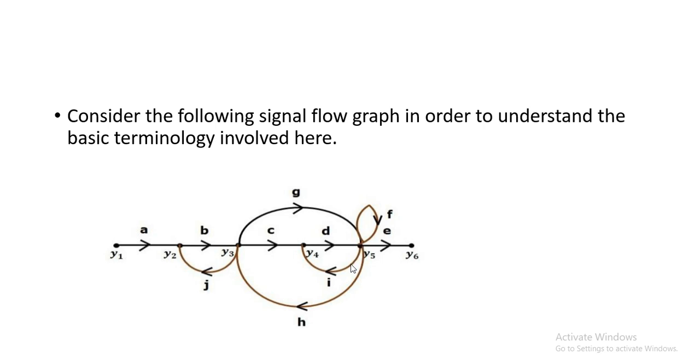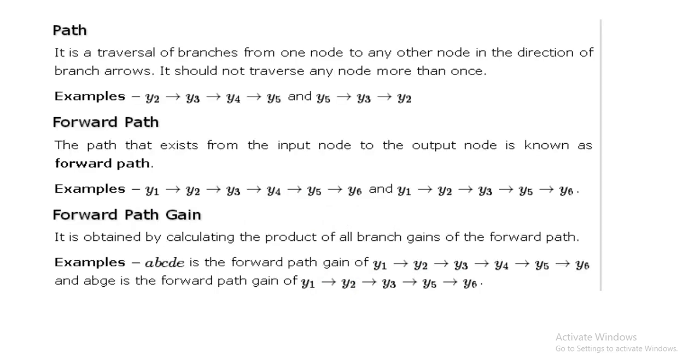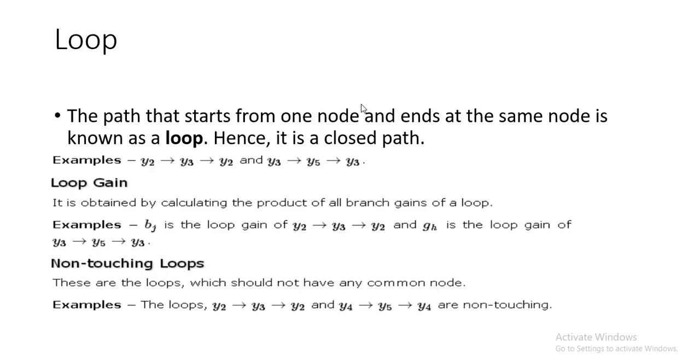Similarly, this can also be called another loop, y4, then y5, then coming back to y4. So this is another loop. So there are a number of loops in this diagram. Just for the example purpose, I have mentioned two loops here, that is y2, y3, y2, and y3, y5, and y3.